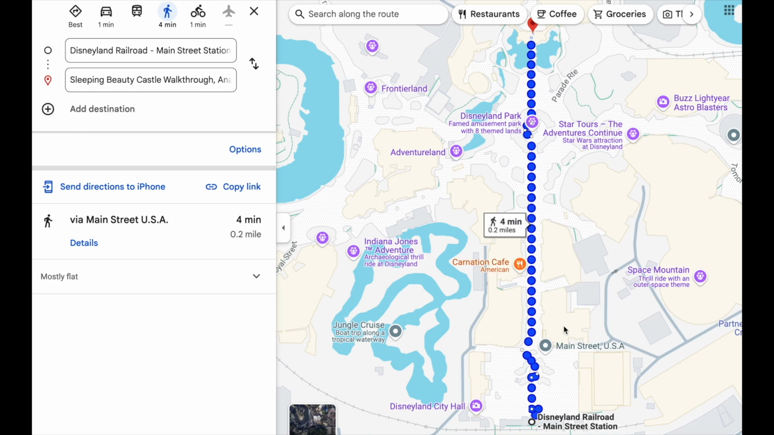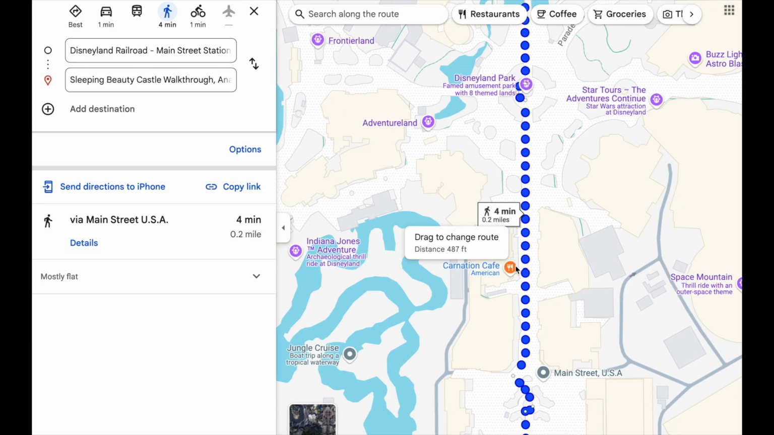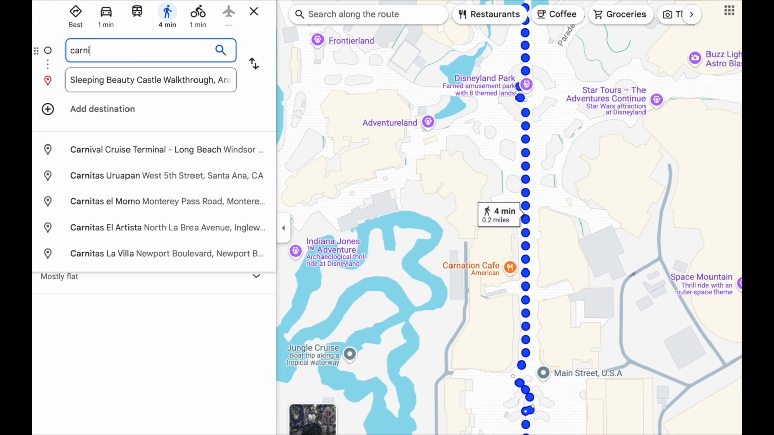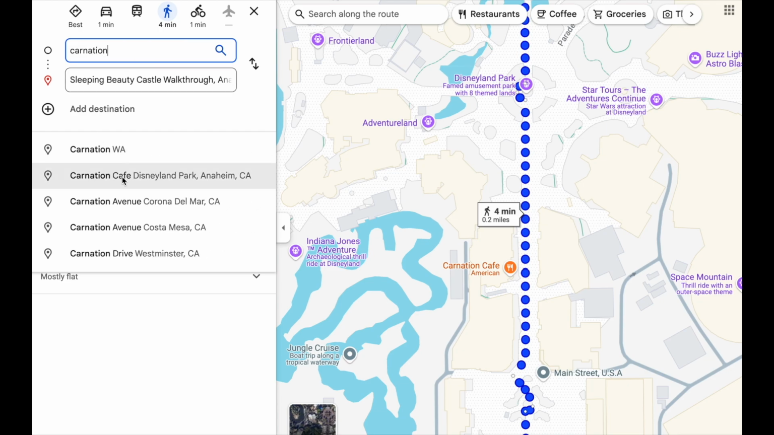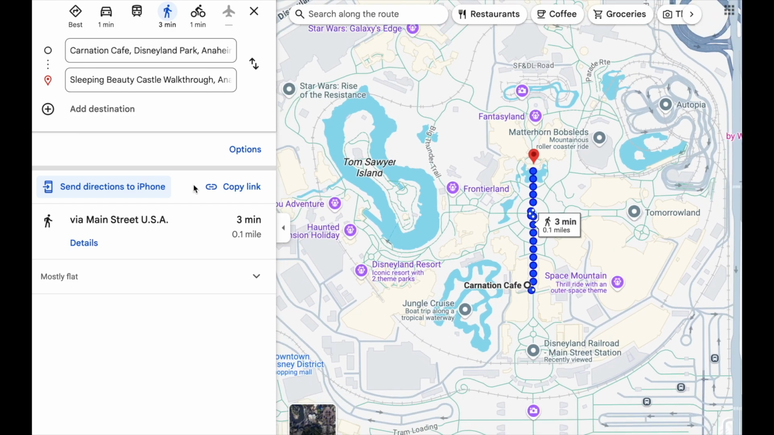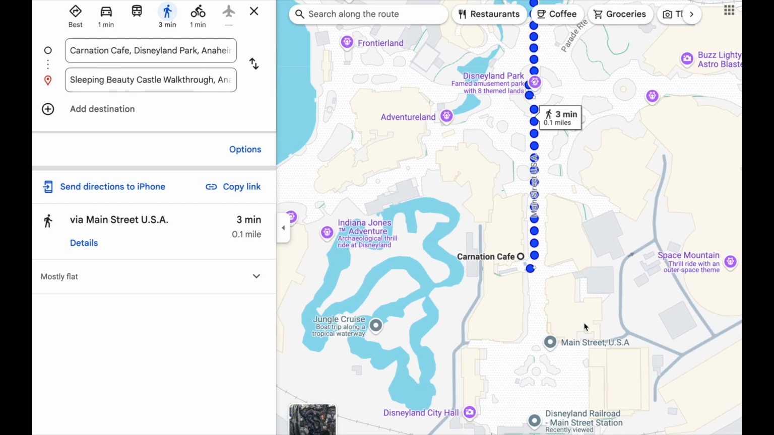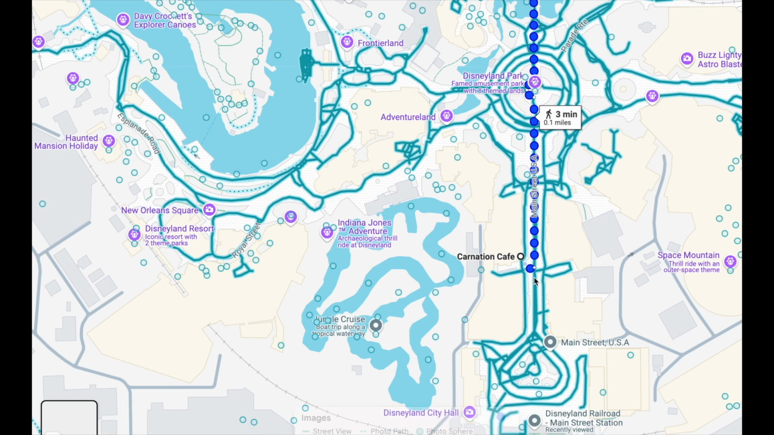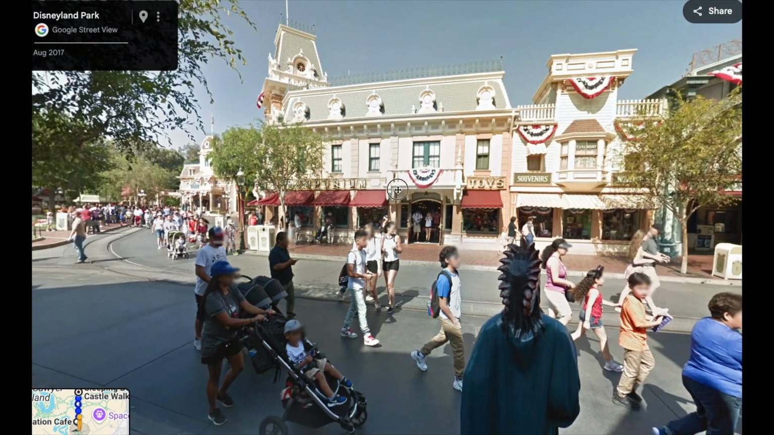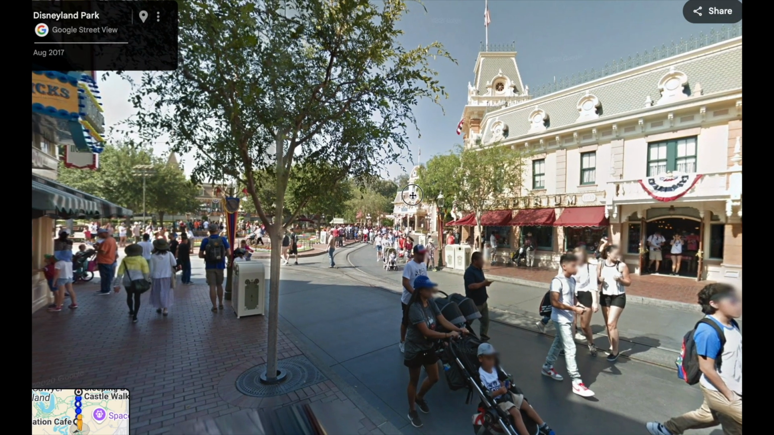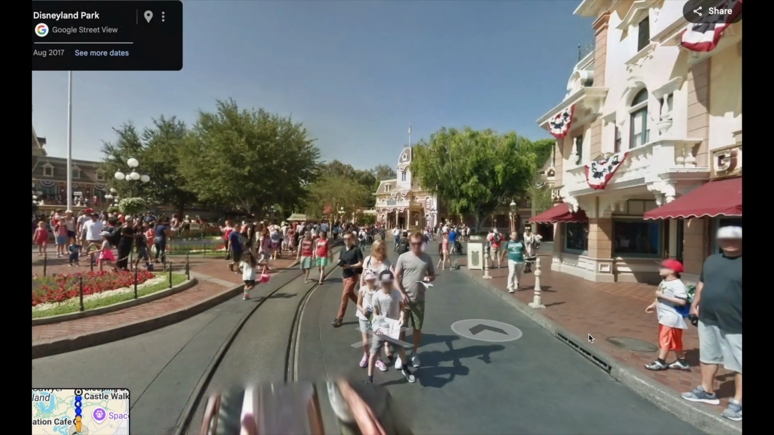So actually, it's a little over halfway. So Carnation Cafe seems to be about halfway. So let's do that. Let's go to Carnation Cafe. And whatever the reviews say, I actually think the food's pretty good there. So yeah, 0.11 miles. So if this were to explode, and you were at Disneyland, you would be, oops, I went too far. There we are, we would be right about here.